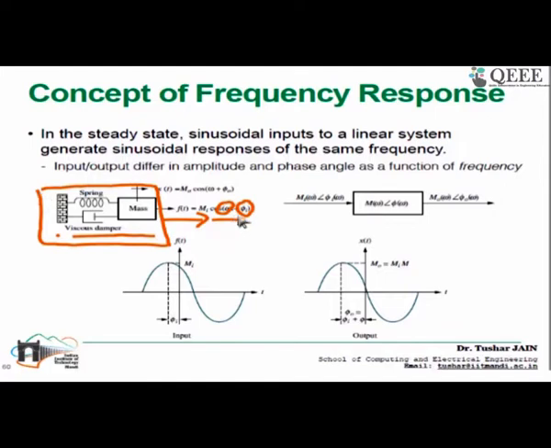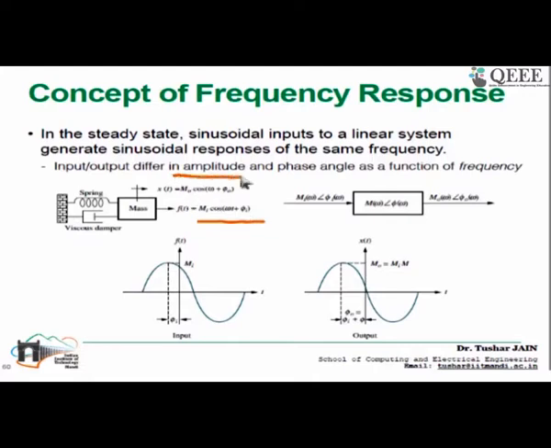Once you apply this input to the system, it will give you this kind of output, where we have a magnitude M naught and a sinusoidal function having the same frequency as the input function, but differing only in the phase angle, phi naught. So what do we mean? We apply an input which has a magnitude Mi with phase angle phi i. It gives me an output which is of the same frequency, but differs only in the phase angle.